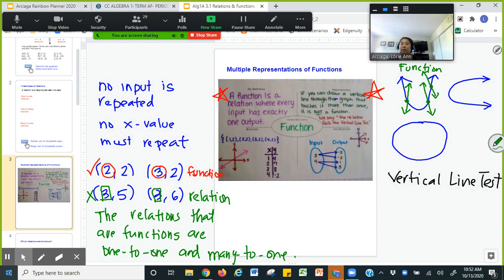But if you look at this graph, one ruins it for all. So one line crossing your graph 2 times, then you don't have to check the other locations for the line anymore. So this is not a function. If it's not a function, you only call it a relation.